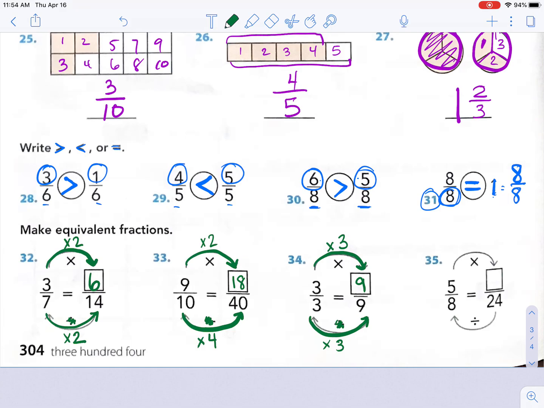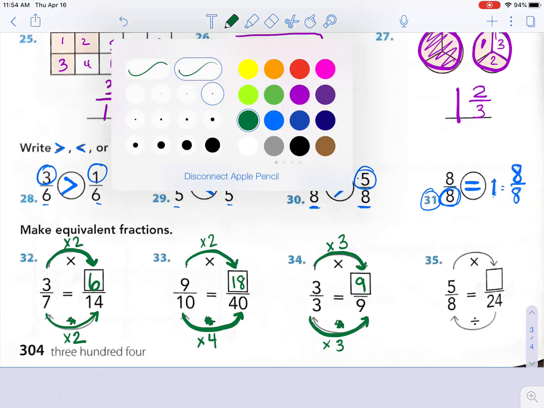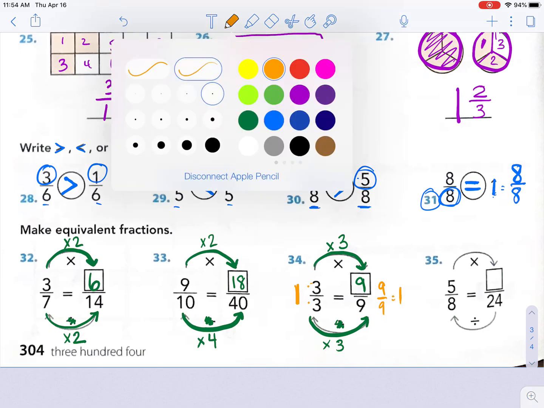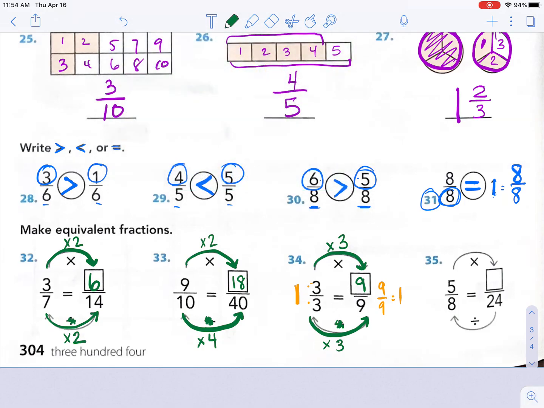Some of you said, Mrs. Kornthal, I already knew this because look, watch. You'll start to see the pattern. 3 over 3, 3 parts of 3 is one whole, right? And so if I know this is a whole, what would be a whole here? 9/9, right? Do you see how that equals 1? Just wanted to show you that. You'll start making those connections soon. Okay, let's go back to the math.